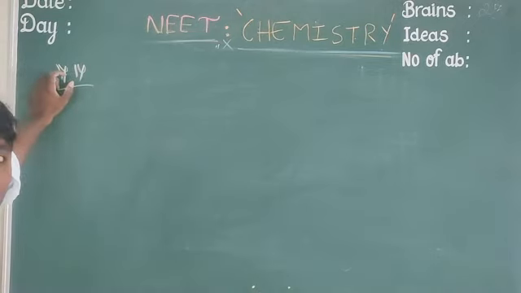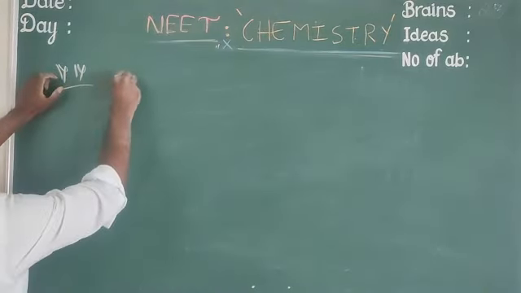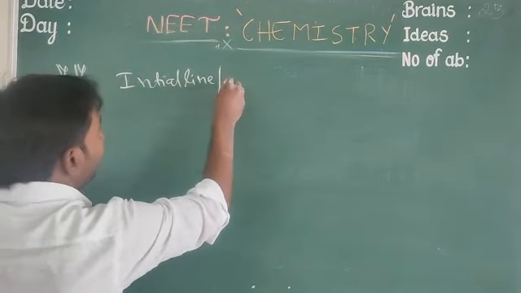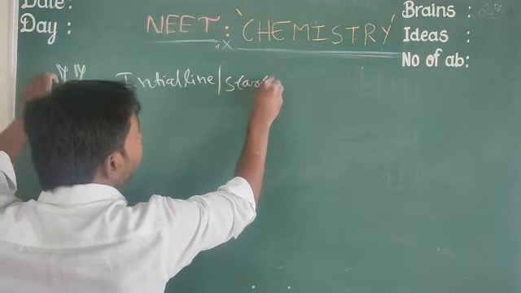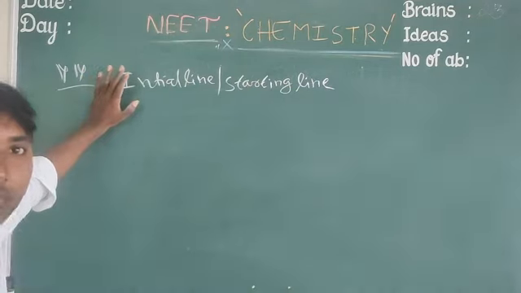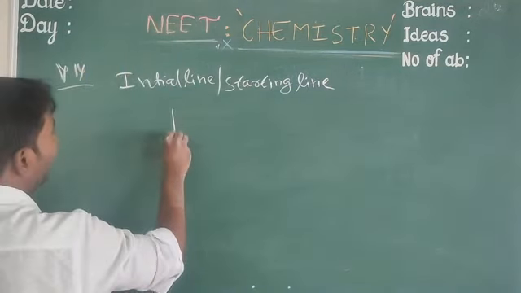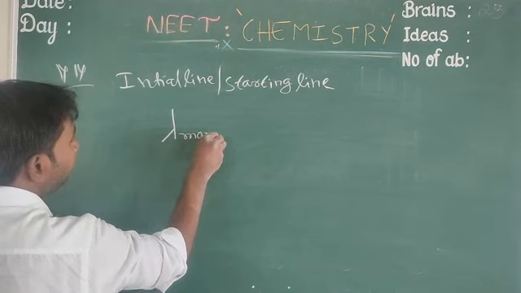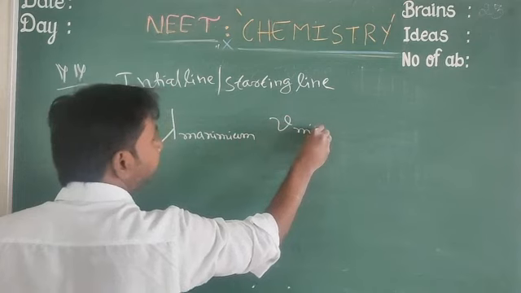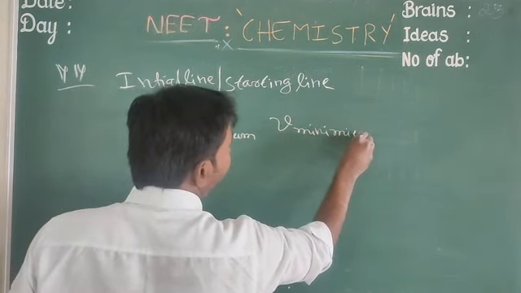Some calculations in the spectrum. First, we should know the terminology. Initial line, starting line: if the initial or starting line comes, it means wavelength maximum, remember, and frequency minimum.